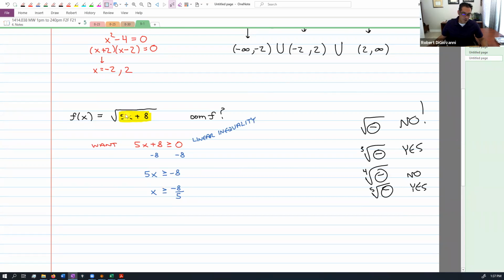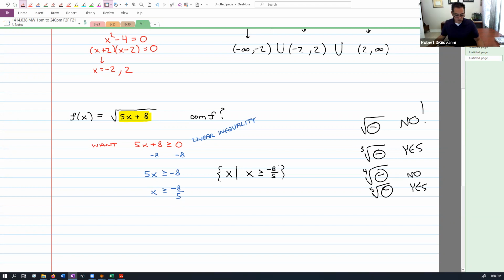So for this function to be defined and not have problems, we need the radicand to be not negative, or greater than or equal to 0. And that means at the end of solving this, the x value we plug in has to be bigger than or equal to negative 8 fifths. So this should be our domain. So the way I'd write that is the set of x such that x is greater than or equal to negative 8 fifths.